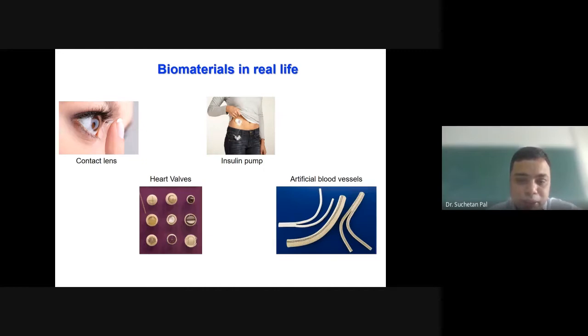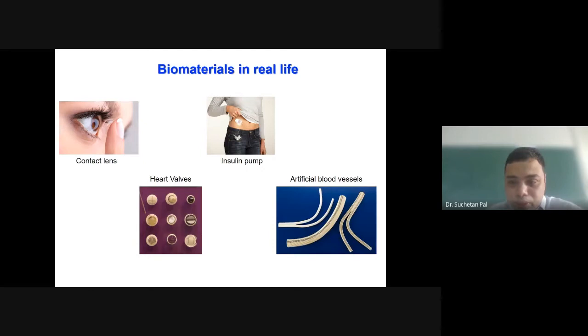These materials are made out of biomaterials, right? In Western countries, you can see they implant insulin pumps, so that this device detects the blood glucose level in your body and they can make adjustment in insulin concentration in your blood. So they can inject insulin in your blood. So this is an example of biomaterial, right?